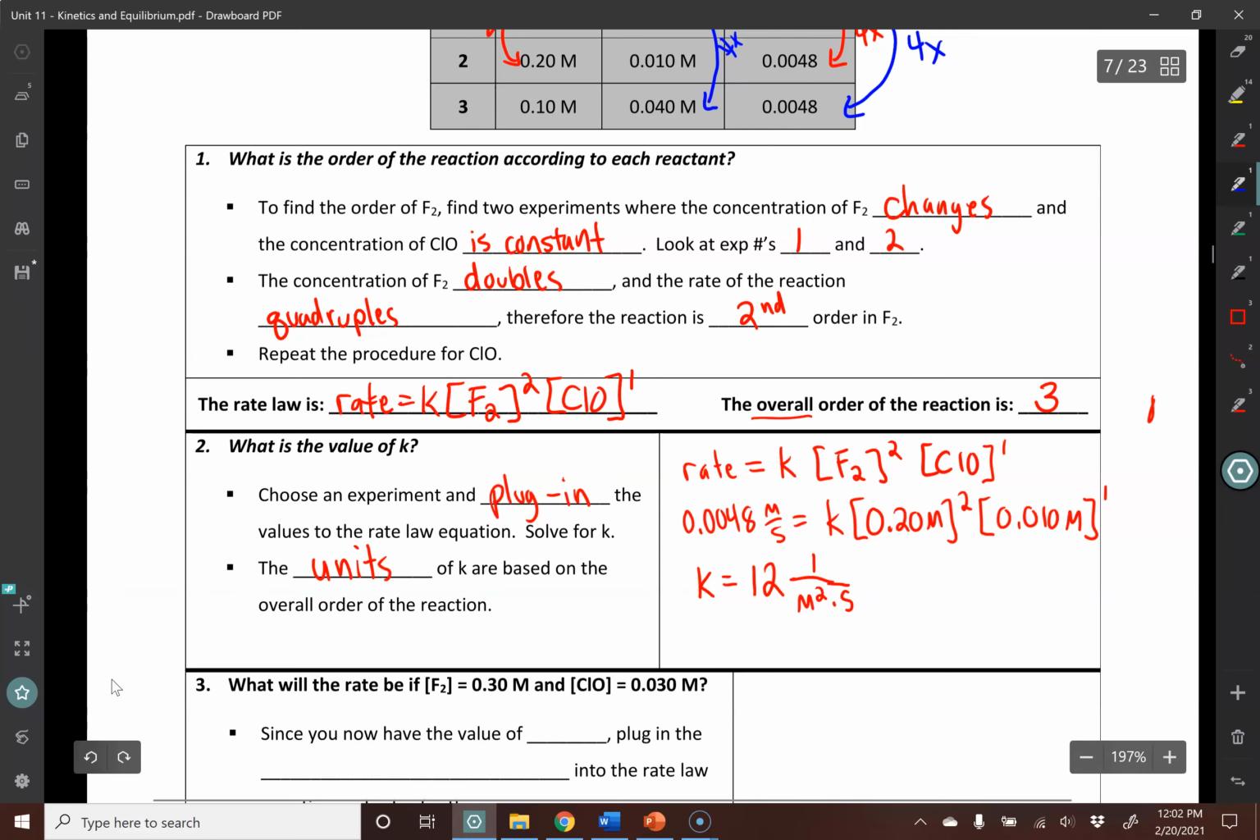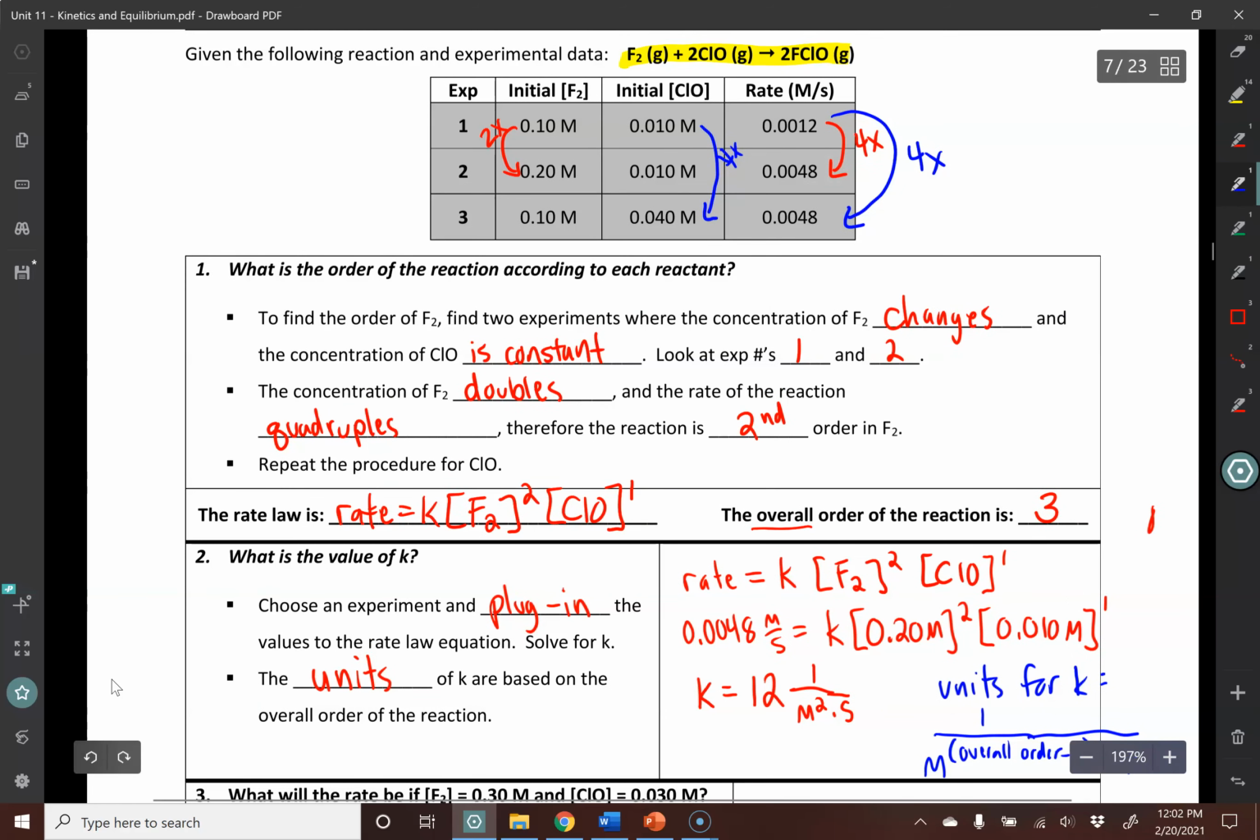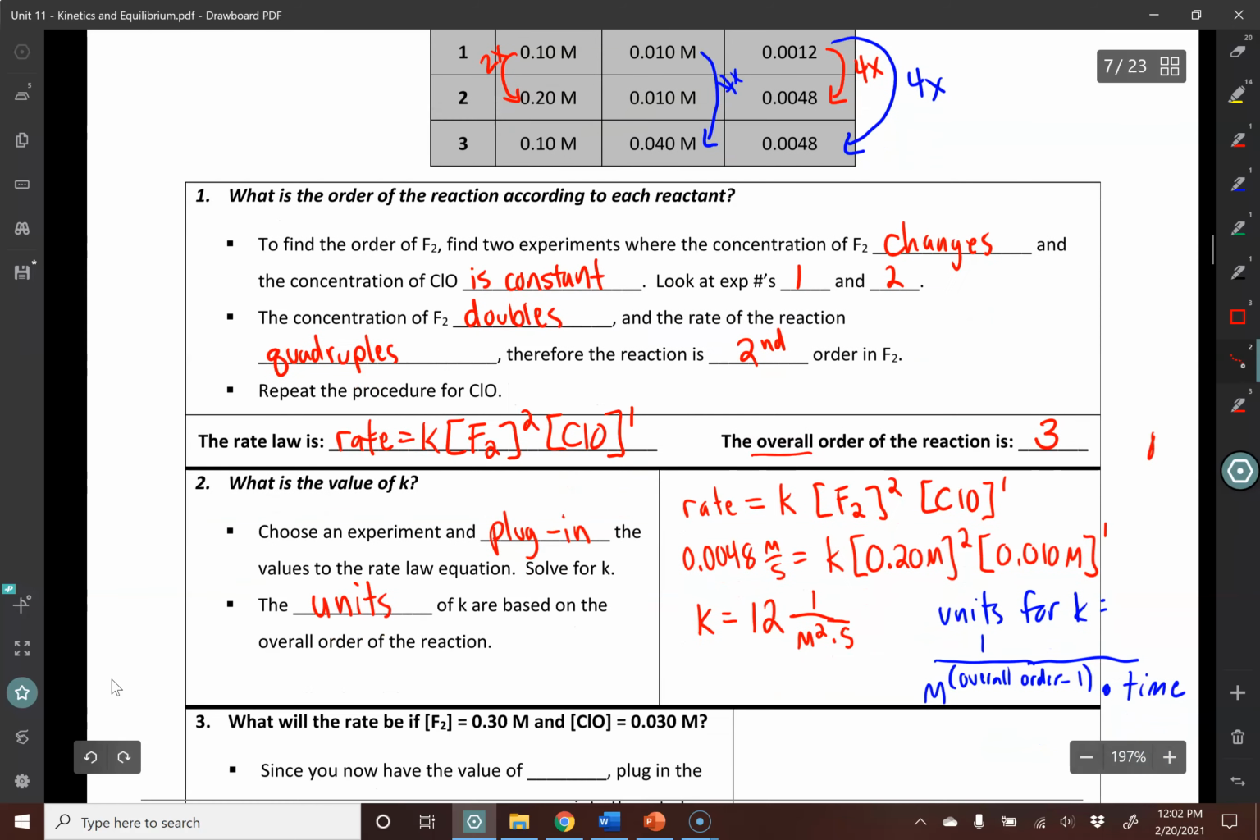What you can do, they're always going to be 1 over molar to the overall order minus 1, times whatever time unit is being used. So in this case, we're talking about molar per second. You can see it up here in the table. But it is possible to look at molar per minute or molar per hour, whatever the case may be.